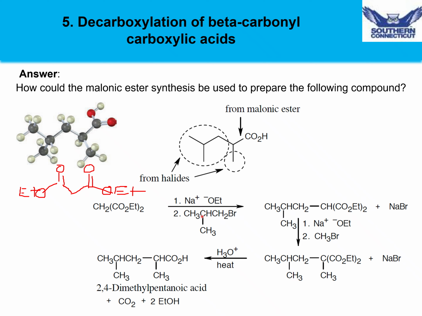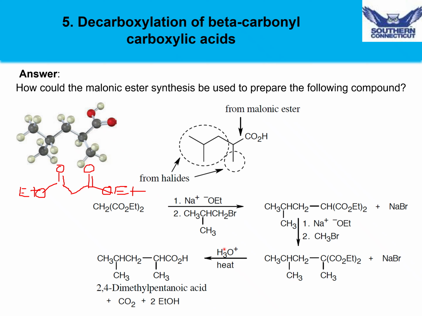We can add the isobutyl group first. So if we add sodium methoxide and then this alkyl halide, we can add the isobutyl group attached to that center carbon, which is this one here. And if we repeat the reaction with sodium methoxide and methyl bromide, we can add now the methyl group. So that would be this methyl group here. The isobutyl group is this one here, which we already added.